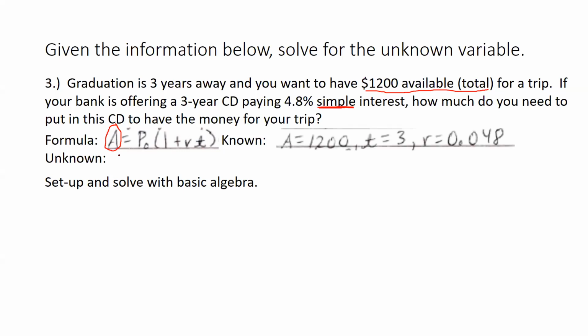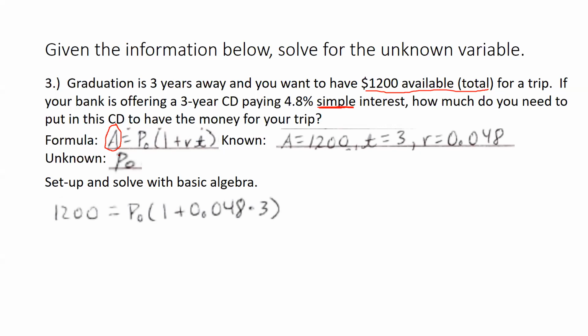Known, I know that I need to end up with $1,200. I know that it's going to be for 3 years, and I know that the interest rate is 0.048. Again, it's going to be that 0.048 because I wrote my interest as a decimal because I'm not a barbarian. My unknown is P0. I don't know how much I'm going to put in to this account. So let's go ahead and solve this using some basic algebra.